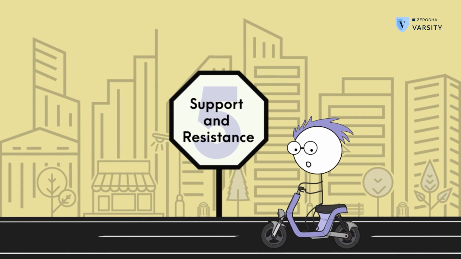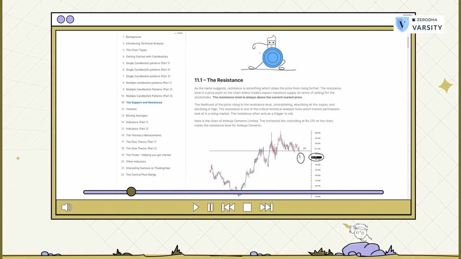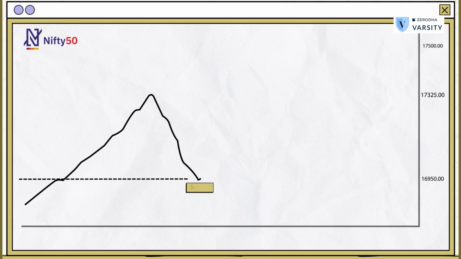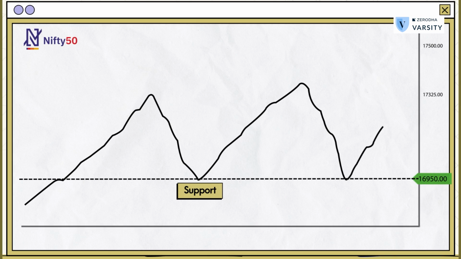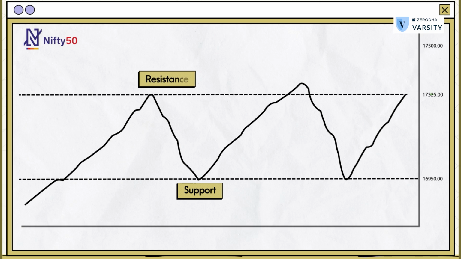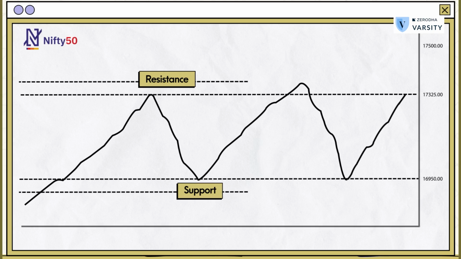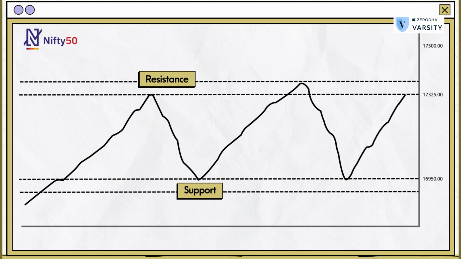Next up is support and resistance. I have a detailed chapter on this topic in Varsity. I would highly encourage you to read through it. A quick check tells me that the broad support for the market is around 16,950 and the resistance is around 17,325. I have seen traders sweat over the exact support and resistance point. But this is useless in my opinion. Support and resistance is a price band rather than a single price point.